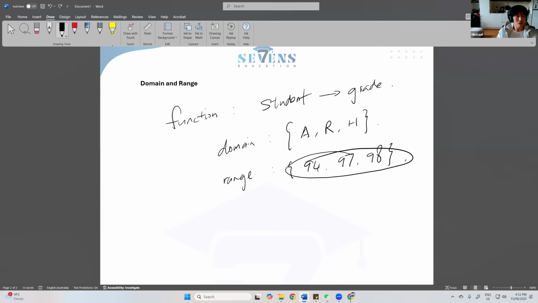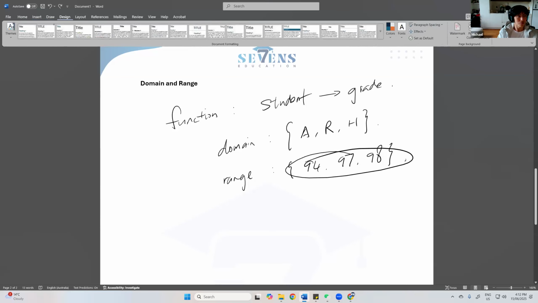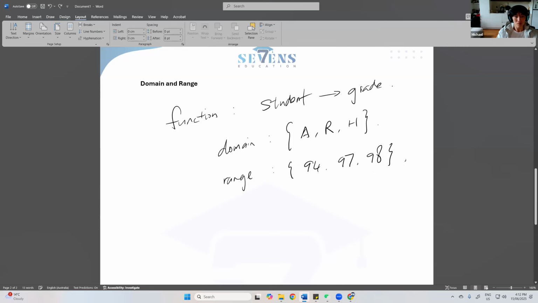And then the function itself tells me who got which grade. For example, these arrows indicate what the function will give us. Okay. Does that make sense? Cool. So that's a very abstract example.